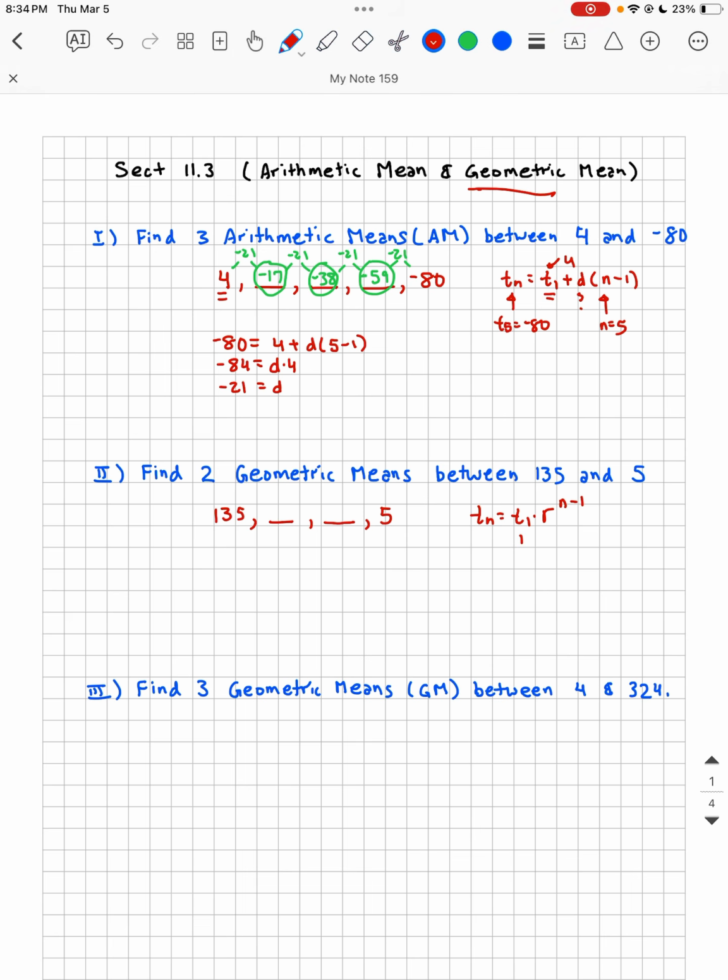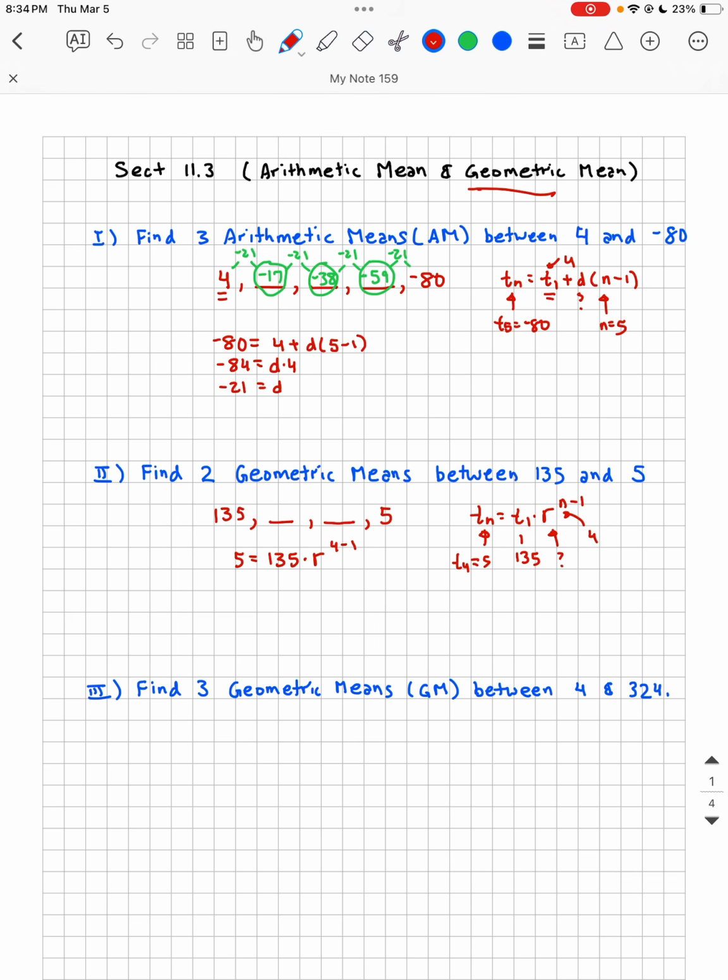So, as such, we're going to go ahead and say the first term is going to be 135. The ratio we don't know, so that's a question mark. N is supposed to be equal to 4 because there are 4 terms, and T of 4, specifically the 4th term, is equal to 5. So throwing all of that into the blender, we now have 5 is equal to 135 multiplied by r to the power of 4 minus 1.